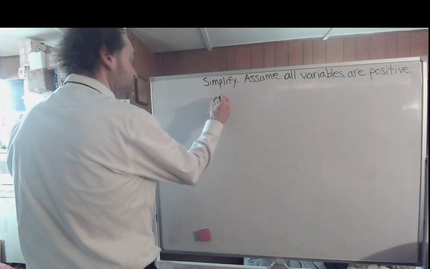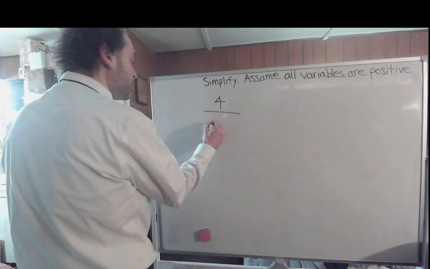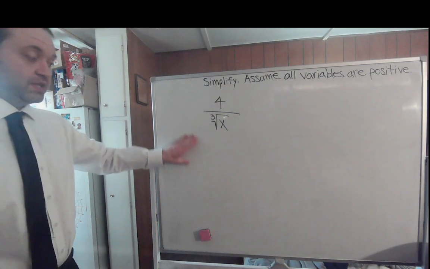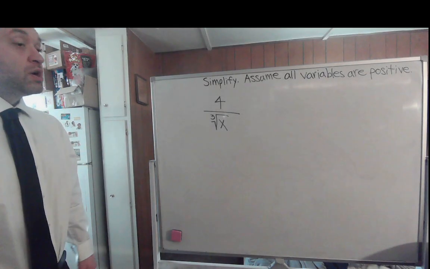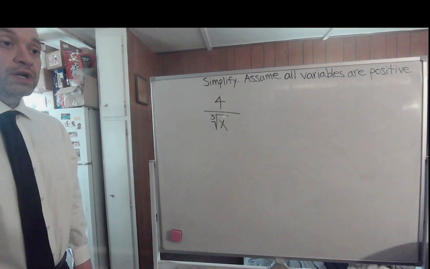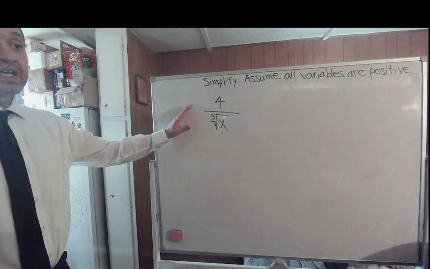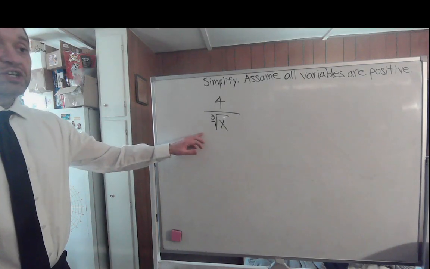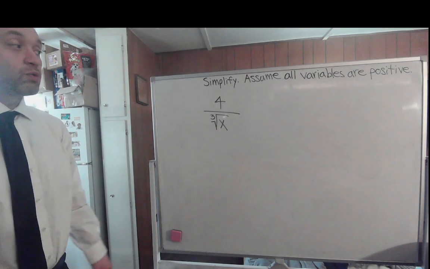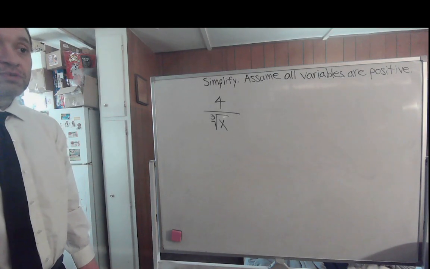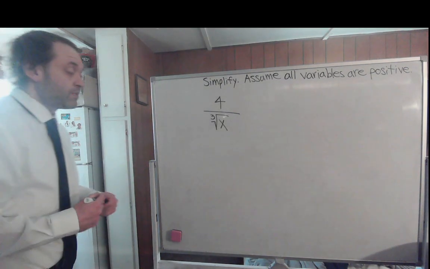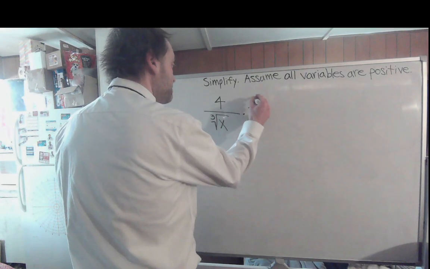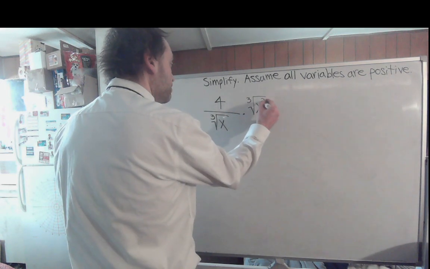Now this changes a bit. So we have 4 all over the cube root of x. So we got 4 divided by the cube root of x. Okay. Well, here's the thing. Remember, in order for an expression to be in standard form, you have to rationalize the denominator. Now, since it's a cube root, this is the cube root of x to the first. In order to rationalize it, you'll have to multiply both numerator and denominator by the cube root of x squared.